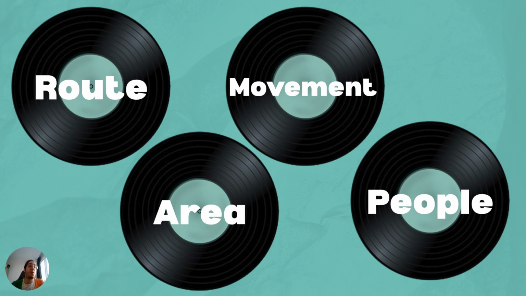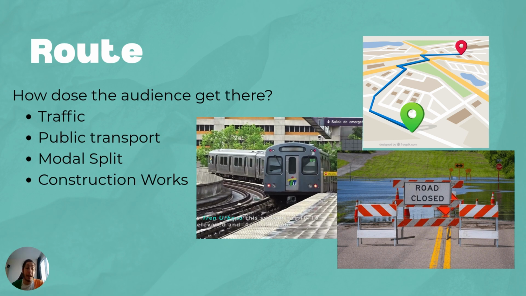This stands for route, area, movement, and people. Route is very much like the steering part in the layer model. Basically, how are people going to get to your event? Is there going to be traffic? What is the modal split? How many are coming by car, train, public transport, bike, taxi, or on foot? This is important to know because you need to accommodate all of these cars if they come all by car, or you need to know where the people will be coming from.